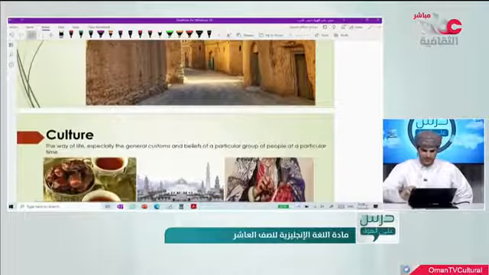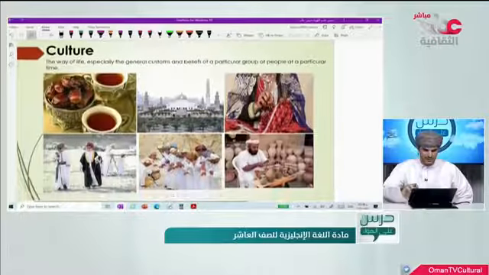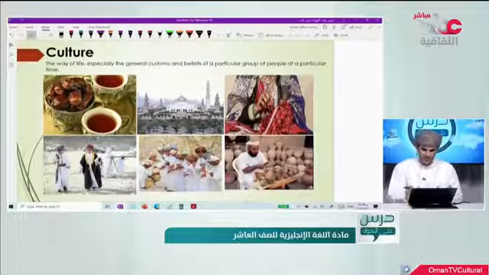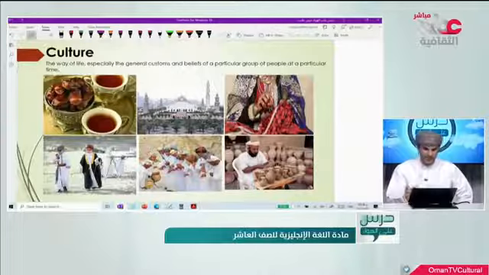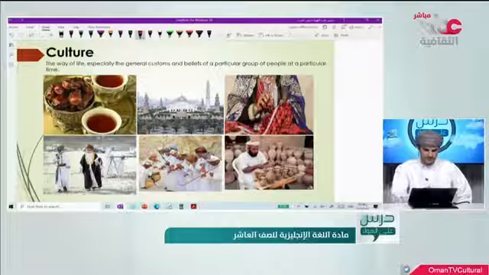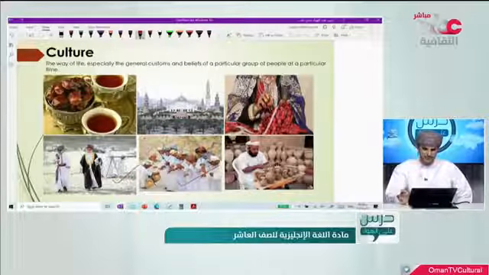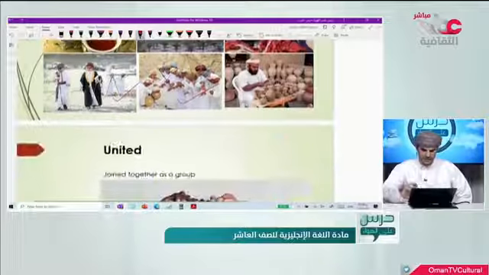Very old houses. Culture, our beautiful culture. Oman, beautiful culture. Look at these pictures. It gives you a clue, evidence about what culture is. It's the way of life, especially the general customs and beliefs of particular groups of people at a particular time. So this is culture. United.